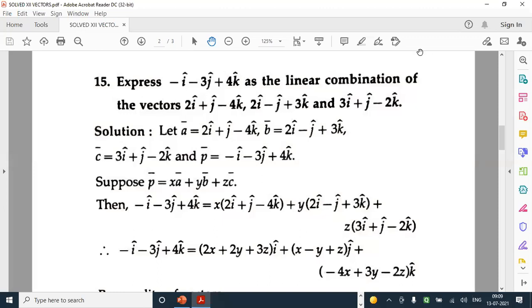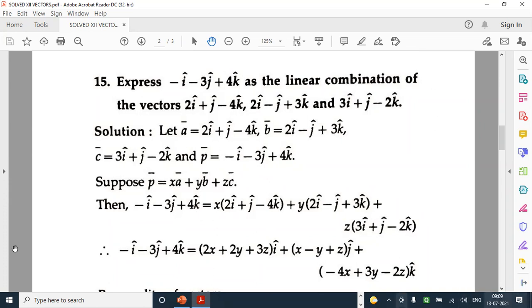The next one, maybe this is question number 14 in your textbook. Express minus i cap minus 3j cap plus 4k cap as the linear combination of the vectors 2i cap plus j cap minus 4k cap, 2i cap minus j cap plus 3k cap, and 3i cap plus j cap minus 2k cap. We denote the given vectors by a bar, b bar, c bar, and p bar. Then we say that let p bar be x a bar plus y b bar plus z c bar.